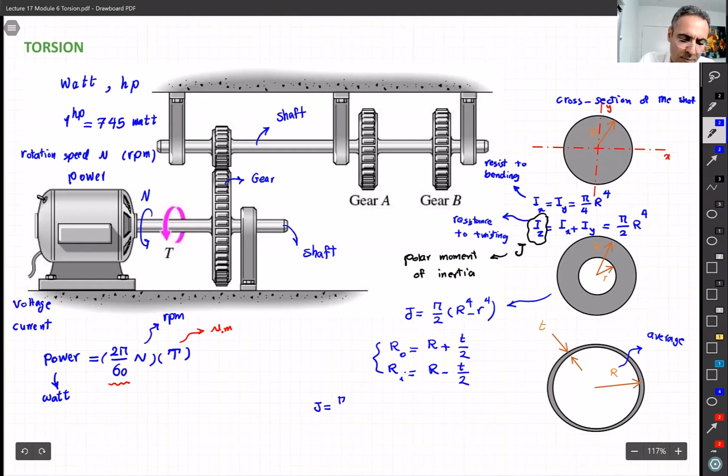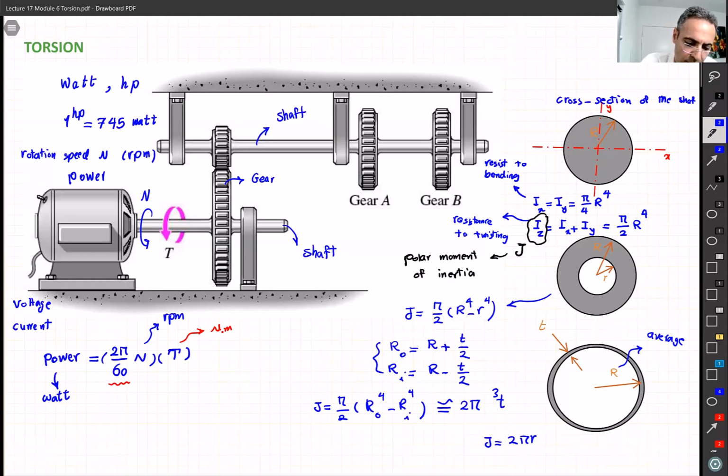J then becomes pi over 2 (R_O^4 minus R_I^4). If I substitute these numbers and simplify it, it becomes something like this, 2 pi R^3 T. And it's again very common to use this formula for thin wall. So J equals 2 pi, so this is not r, this is R, to the power 3, T.